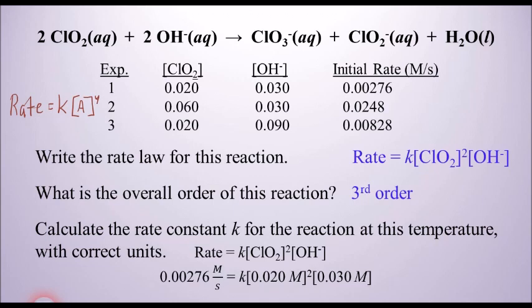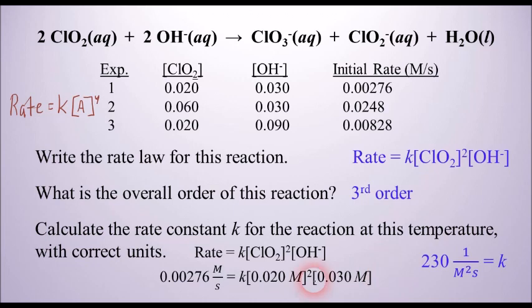And so the rate, as you can see, was just 0.00276 molarity per second. That goes in for rate, equals K, which is what we're solving for, times the concentration of ClO2, which is 0.02 molar, right from the data there, squared. And then the molarity of hydroxide was 0.03 molar, so that's right out of the data set here. So now we just solve, and when we do that, we get 230, and the units are 1 over molarity squared second. Now, the numbers should be pretty easy to get.